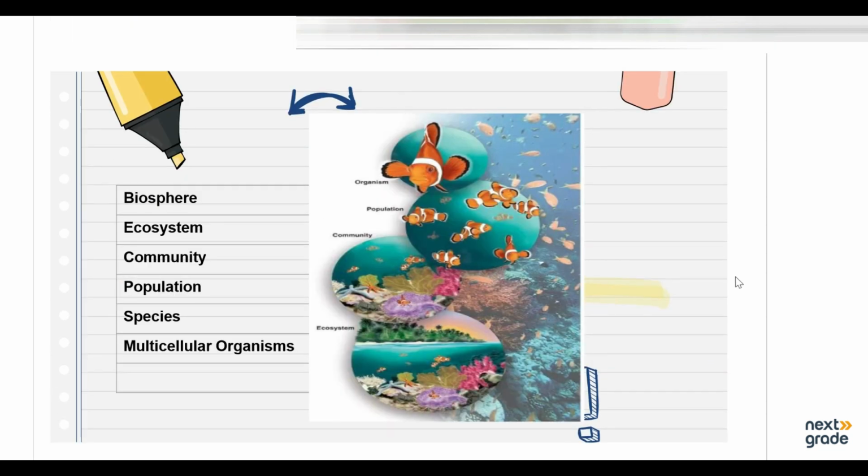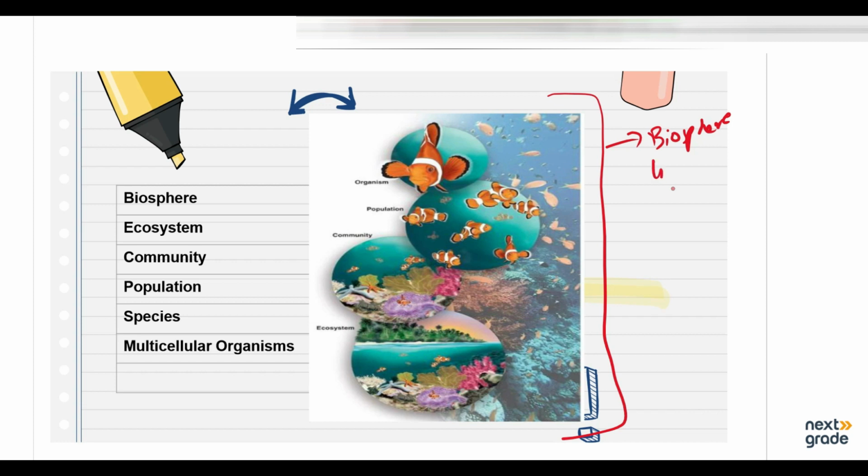We will start from the biggest level towards the smaller ones in order to have a better and clearer picture. The first one is the biosphere level. As you can see in the picture, we see marine life, and this whole thing in which all of this exists is the biosphere. Basically, it is a part of earth that is inhabited by living organisms, and it includes both the living and the non-living components.